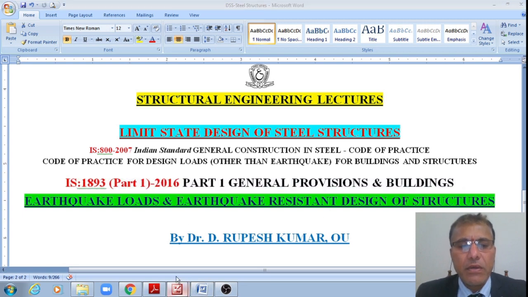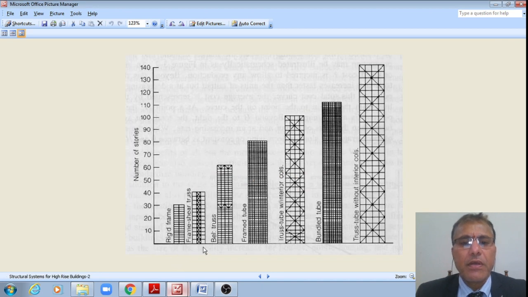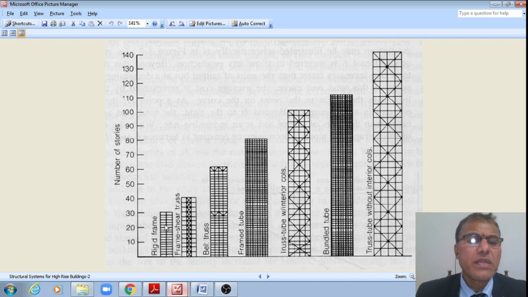Now let us see a few structural systems in tall buildings and high-rise structures, as well as their heights. This is the first one. Number of stories is on the y-axis, whereas here I am showing the different structural systems. The first one is a rigid frame, which can be had up to a 30-story building, and consists of only the columns and beams.